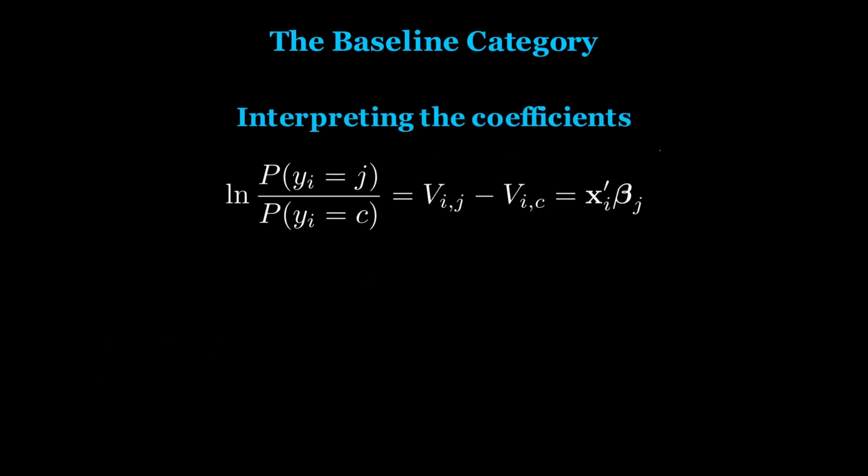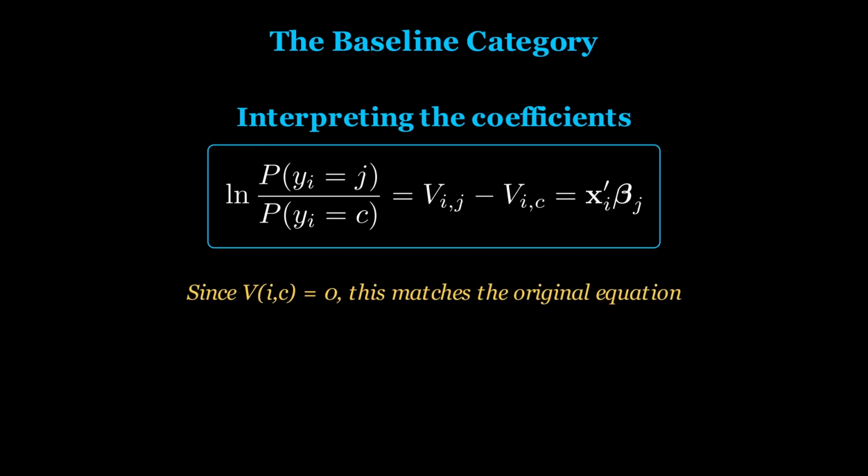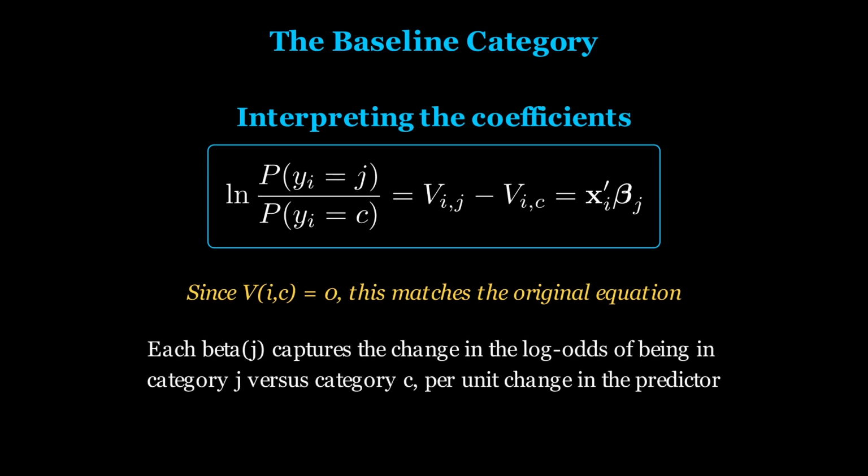Now let's interpret beta j. Take the log of the ratio of the probability of category J to the probability of the baseline category C. Because the denominators of both probabilities are identical, they cancel, and we're left with Vij minus Vic. And since beta c is 0, Vic is 0, so the whole thing reduces to xi transposed times beta j, exactly the linear component we started with. So each beta j captures the change in the log odds of being in category J compared to the baseline category C for a 1-unit change in the corresponding predictor. Fries describes this as the proportional change in the odds ratio, and you may see it worded that way on the exam.